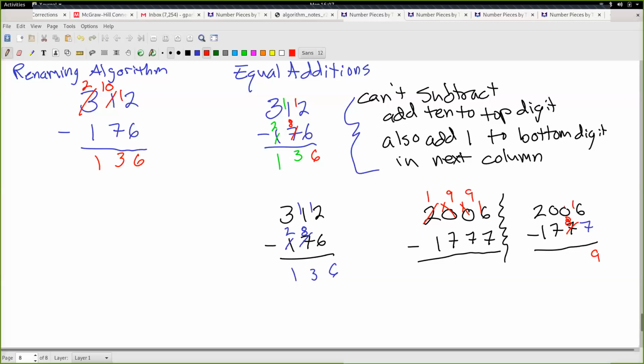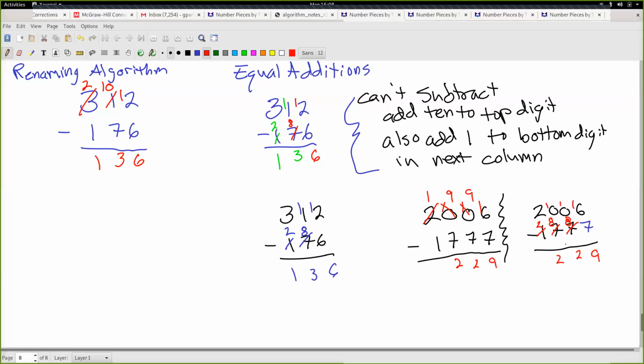0 minus 8, nope, can't do it. So I make that a 10 and bump that up to an 8. 10 minus 8 is 2. 0 minus 8 I can't do, so I make that a 10, bump that up to a 2. 10 minus 8 is 2. 2 minus 2 is 0, so I'm done. And if we completed this one over here, 16 minus 7 is 9. 9 minus 7 is 2. 9 minus 7 is 2. 1 minus 1 is 0. But I had all that heavy lifting to do up front, which is hard for a lot of kids. So this is an alternate way if kids are struggling reaching across a bunch of zeros to do a subtraction.